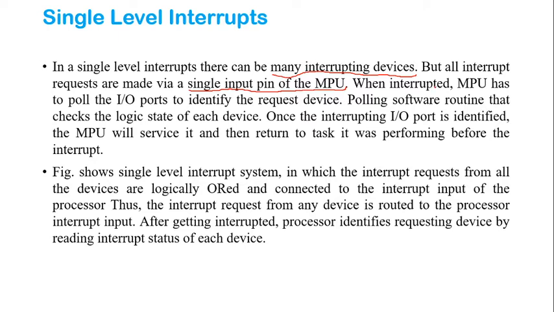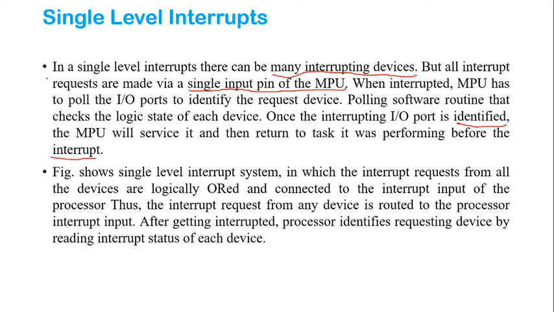When interrupted, the MPU has to poll the input output ports to identify the requesting device, that is, whichever input output device requires servicing. The polling software routine checks the logic state of each device. Once the interrupting input output port is identified, the MPU will service it and then return to the task it was performing before the interrupt, starting where it left off.